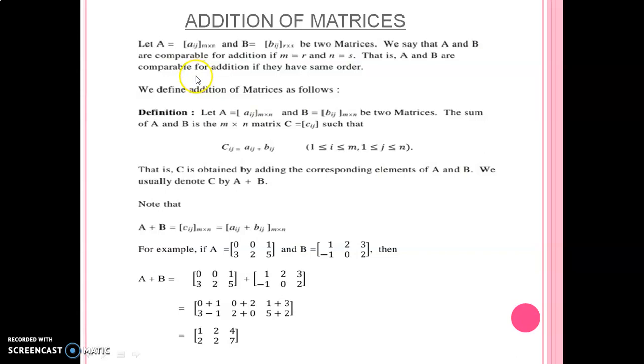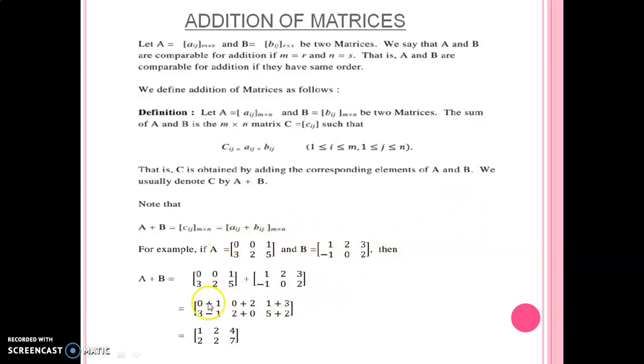For addition of two matrices, the two matrices should be of the same order, and the addition is carried out by adding the corresponding elements of the two matrices. We'll take an example for this. The matrices A and B both have 2 rows and 3 columns, that is, their order is 2 cross 3.